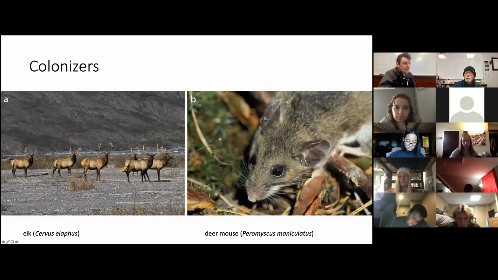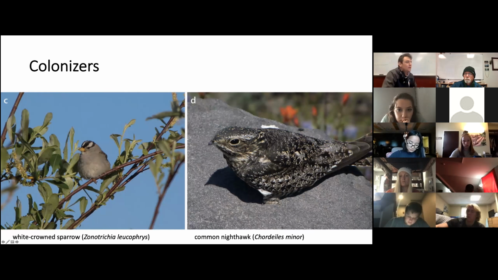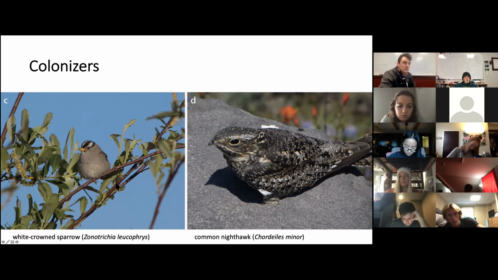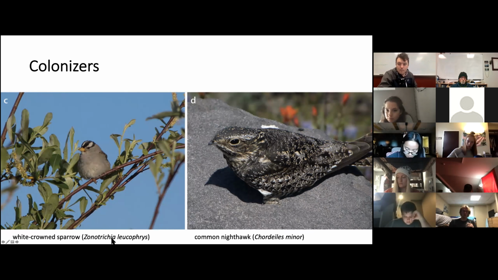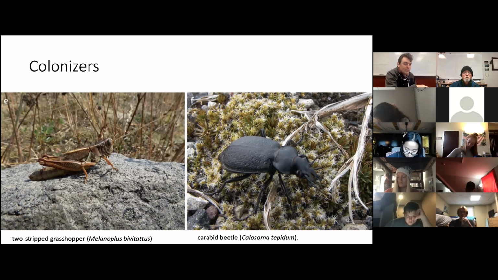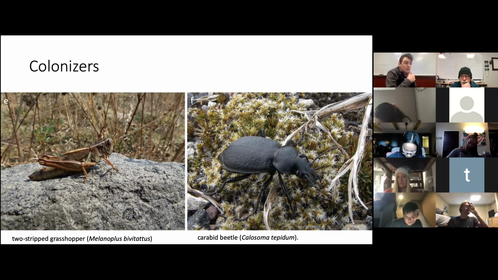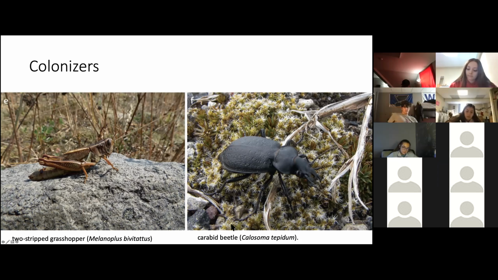Some of the animals that came in early were things like deer mice and elk foraging on the new young trees and shrubs. As those trees and shrubs developed, we've got a white-crowned sparrow and a common nighthawk. This sparrow is on a willow, which grows quite commonly with alders. So willow and alder grow together in early successional environments, and there's the white-crowned sparrow on that early colonizing plant. And of course, many insects. This is largely what some of the birds would have been eating. Different kinds of grasshoppers and beetles, insectivorous birds depend on these early successional colonizing insects.